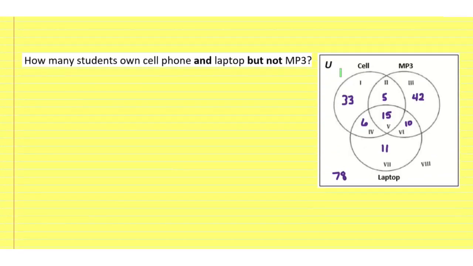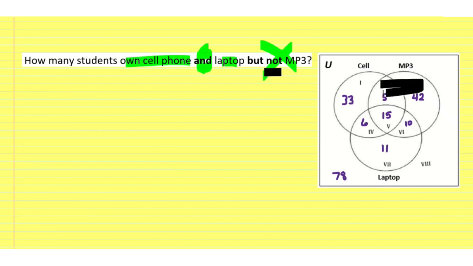Okay. Next thing what they want to know is how many students own a cell phone and a laptop, but not an MP3. Again, anytime you have the word not, you need to take care of that. So not MP3. I'm going to mark out all that. Don't want to accidentally grab any of that information. And I have a cell phone and.